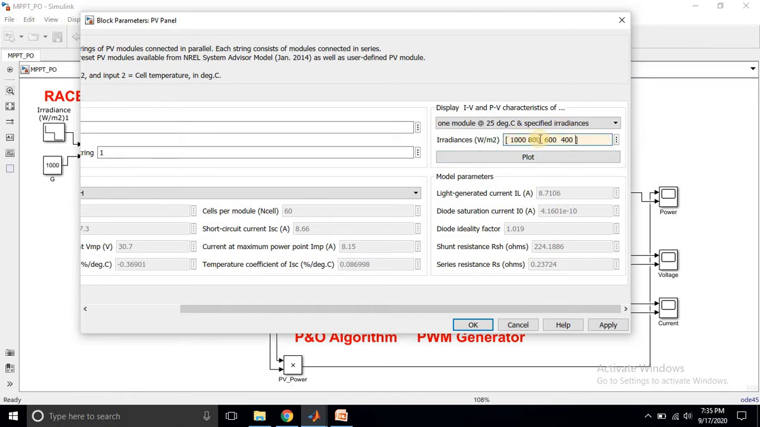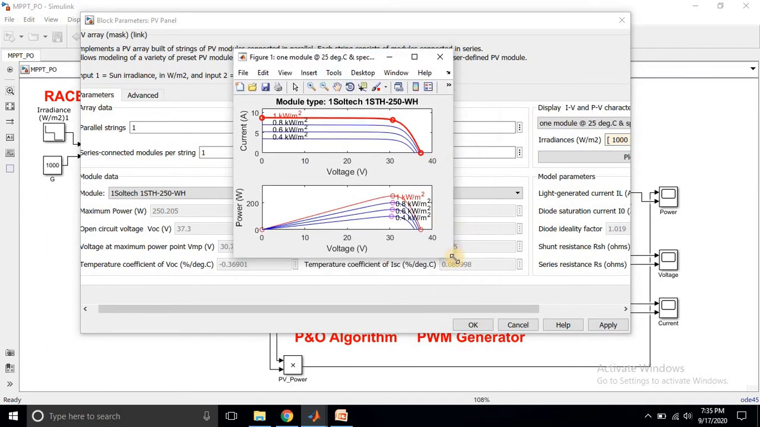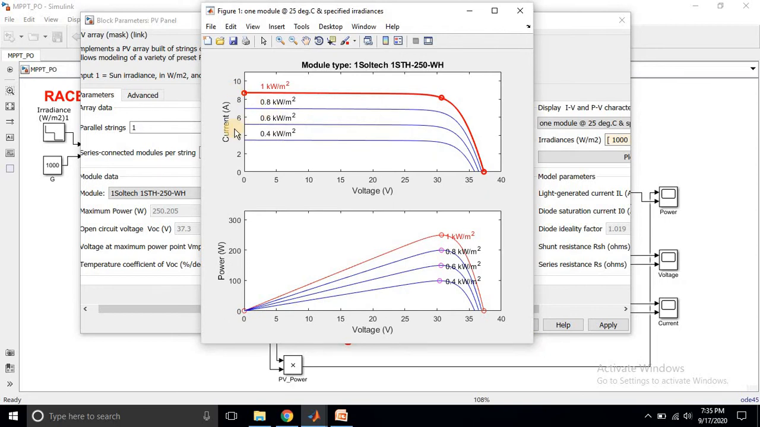After fixing these parameters, just click plot, and you will get another pop-up window. These are the IV and PV characteristics of the considered solar PV panel. The circle point is considered the maximum power point for each irradiation level. When the irradiation level is 1000 watts per meter square, we get the maximum power of 250 watts. Just click the cursor and check this point.